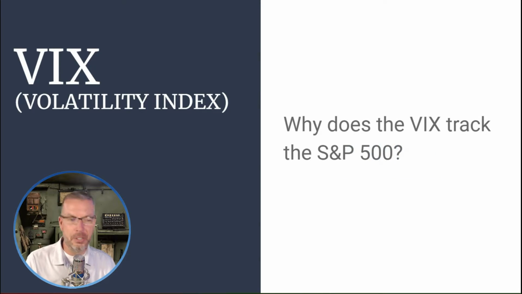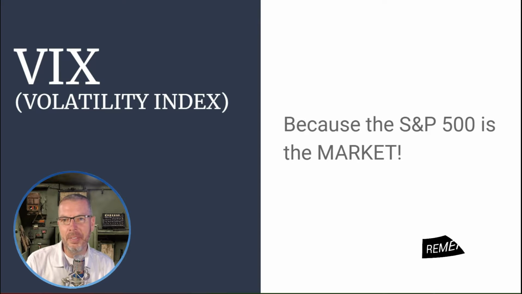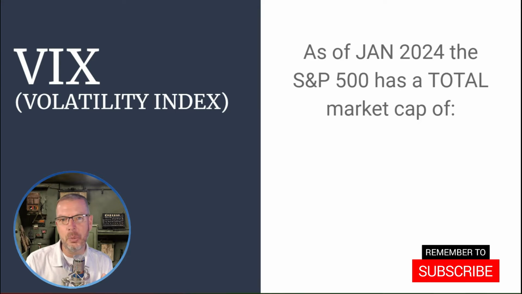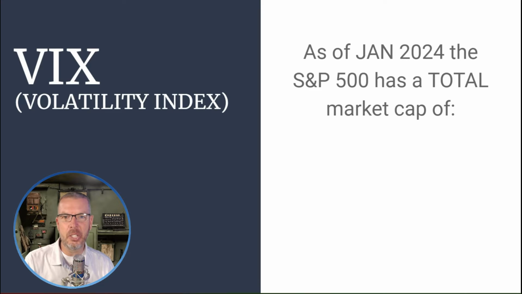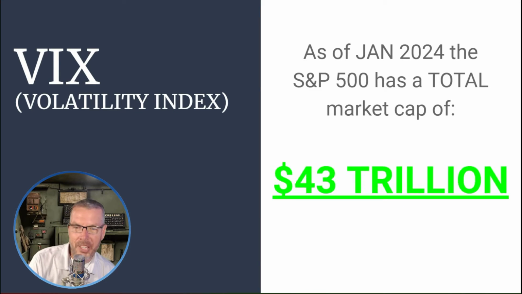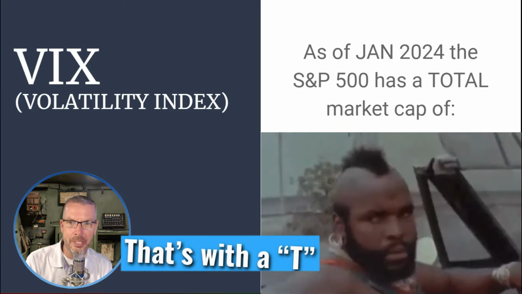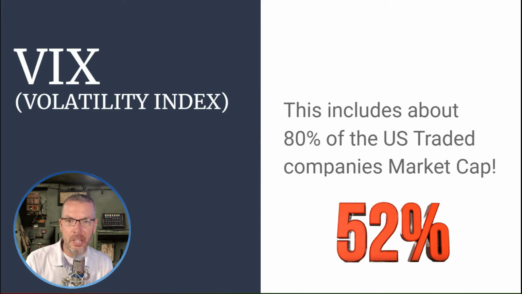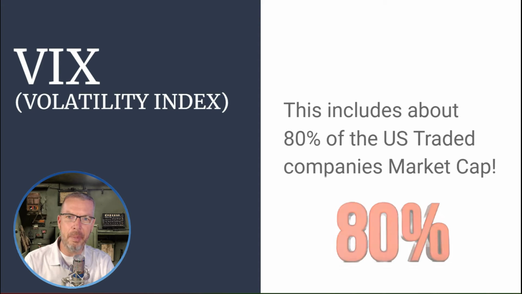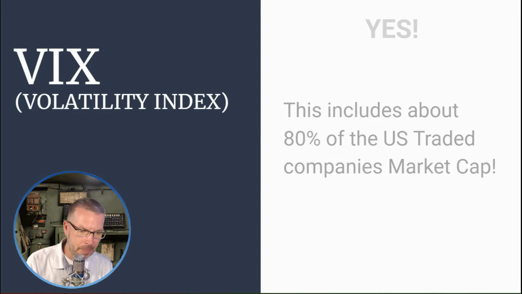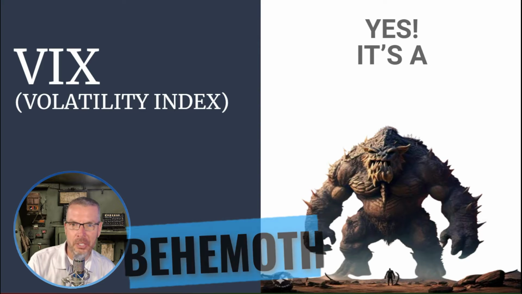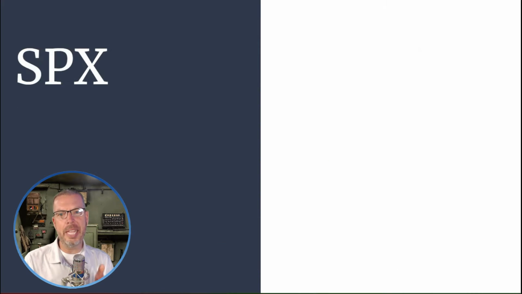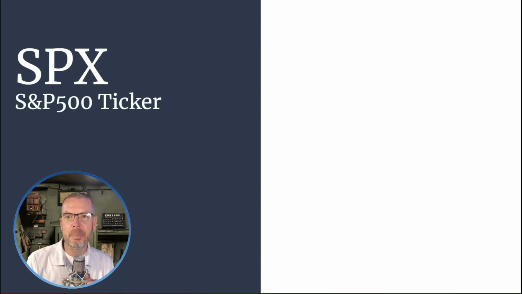So why does the VIX track the S&P 500? Well, the S&P 500 is basically the market. A little tidbit of information here: as of January 2024, the S&P 500 index has a total market cap of more than $43 trillion. Yes, that's with a T. That includes about 80% of the US public companies' market cap. In other words, 80% of the value of US publicly traded companies is included inside the S&P 500. So it's a behemoth, and that's why we use the S&P 500. If you don't know already, the ticker symbol for the S&P 500 index is SPX.